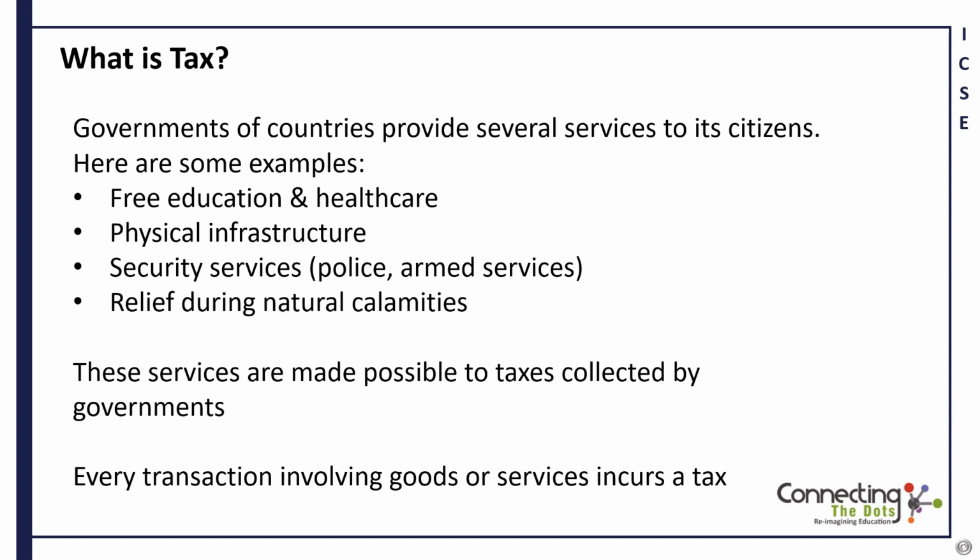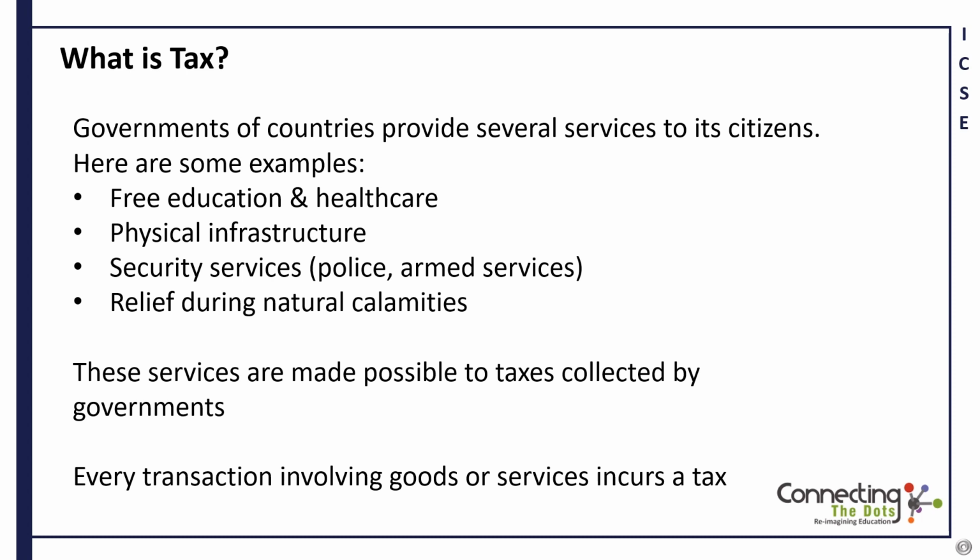Then there is healthcare, government hospitals that provide free healthcare for citizens. Physical infrastructure. You can think of the roads, the airports, the ports, railway stations, and all of the physical infrastructure in our cities that is provided by the government. Security services to keep us safe. It could be the police or the armed services, the army, navy, and air force, which keep us safe. All of these are provided for by the government.